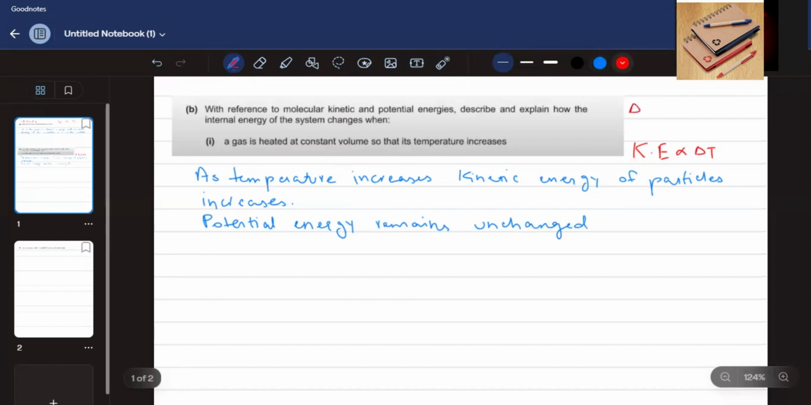Internal energy has the equation as I mentioned earlier: delta U equals KE plus PE. So in this equation, when the potential energy is constant, the internal energy only depends on the kinetic energy of the molecules. And when the kinetic energy of the molecules increases, the internal energy of the molecules also increases. So we write: hence, internal energy increases.